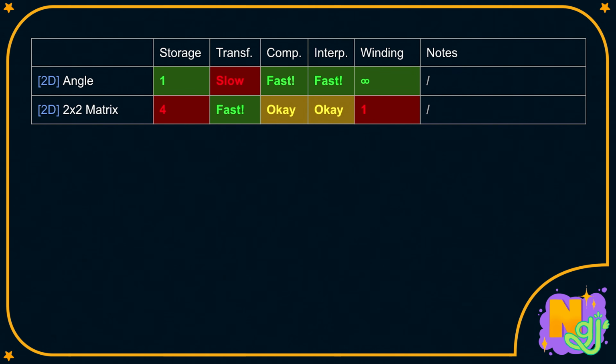OK. Now, there's one more way we can represent angles in 2D that nobody does in game development. They probably shouldn't, but we're going to talk about it today.